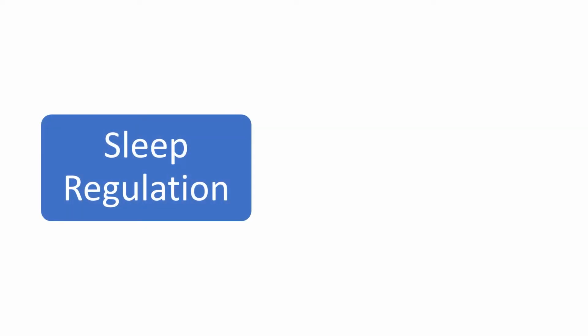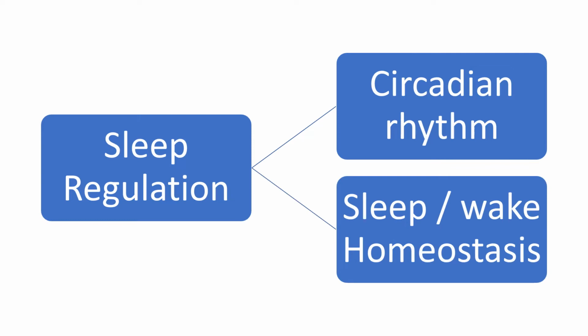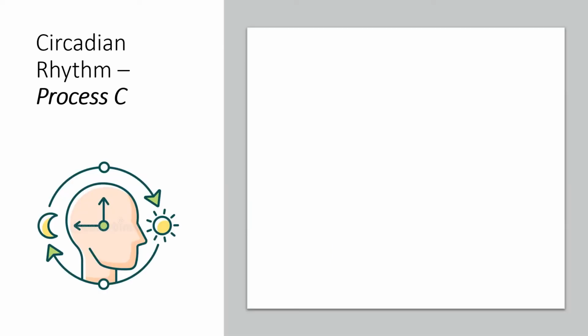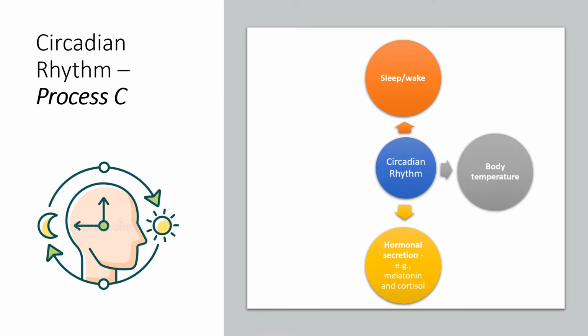Sleep regulation. This consists of two different mechanisms, the circadian rhythm and sleep-wake homeostasis. The circadian rhythm or process C can be remembered as the clock. The clock is situated in the suprachiasmatic nucleus. This governs many processes in the body, including sleep and wake cycle, body temperature, hormonal secretion, and blood pressure.